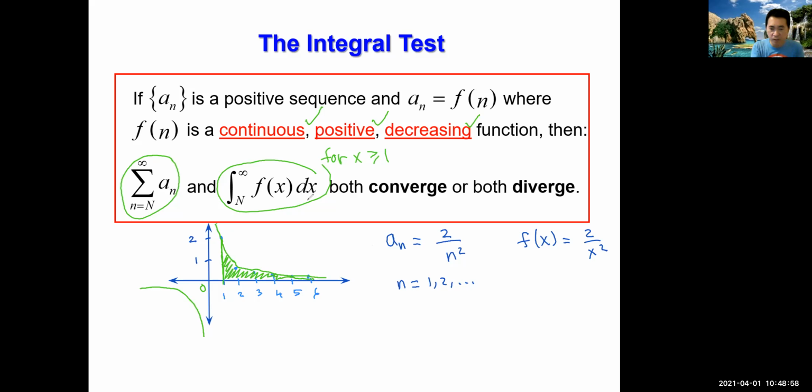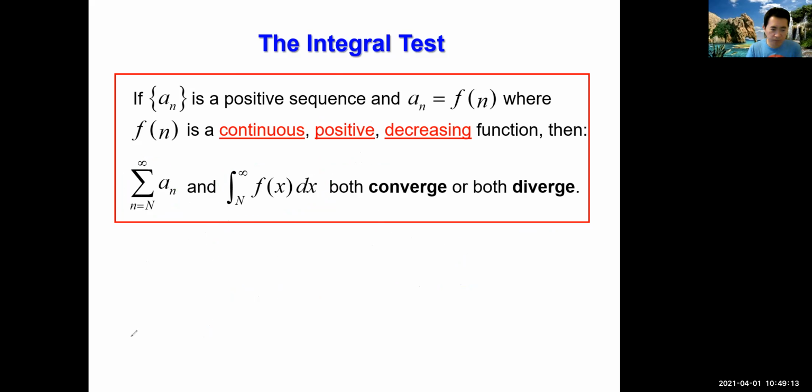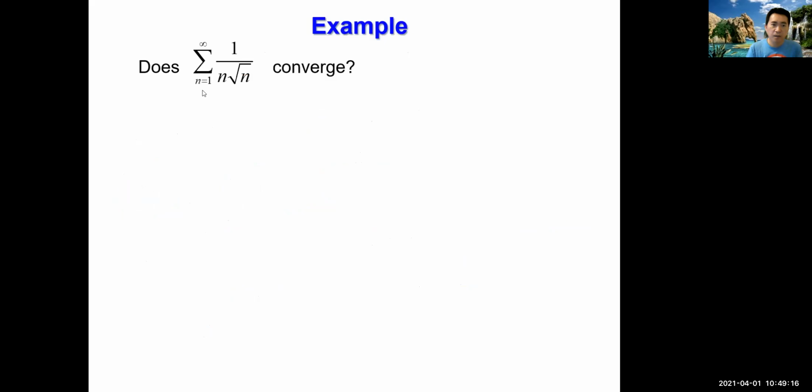So we use the integral as a tool to gauge whether the original series converges or diverges, right? So let's look at an example here. Does this series converge? That's 1 over n root n, okay? So again, we're going to find a function that has the same formula as that one. So what is it? f of x is going to be 1 over x root x.